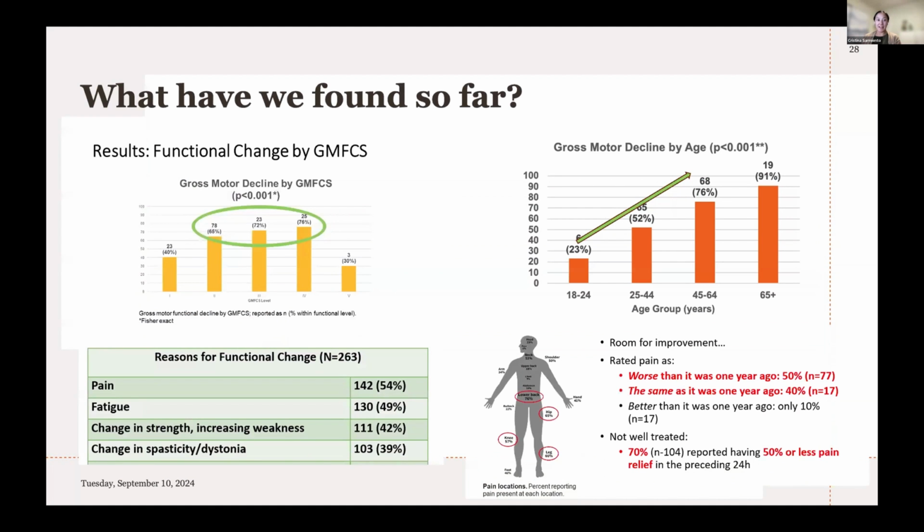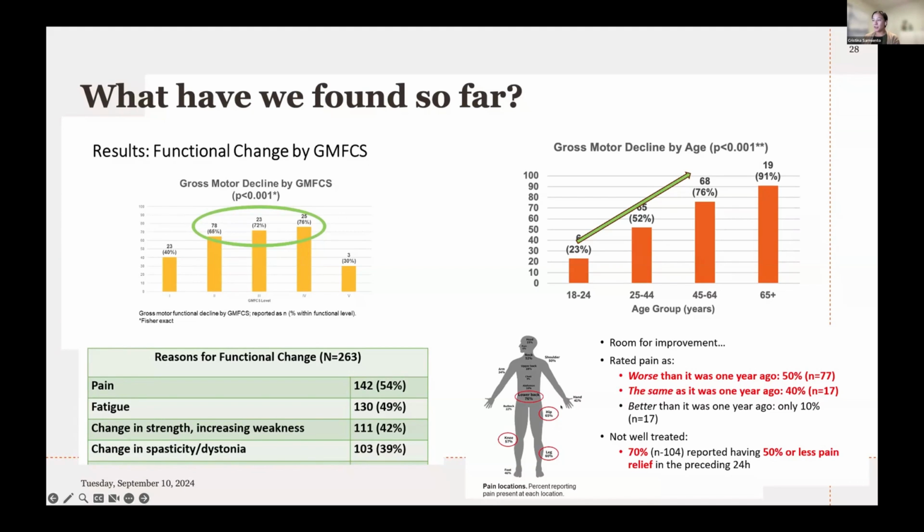What we have found is that we see high rates of functional change. So this graph here on the left in yellow is showing us rates of gross motor decline, so declines in a person's mobility with age. And we saw high rates of that for a variety of reasons detailed here, things like pain, fatigue, changes in strength, or changes in their muscle tone or spasticity. And we also saw that these functional declines increased by age. So older age groups reported these declines in function more commonly.